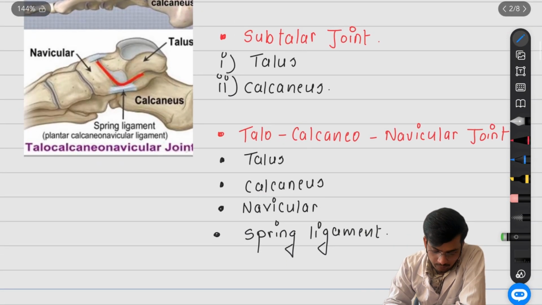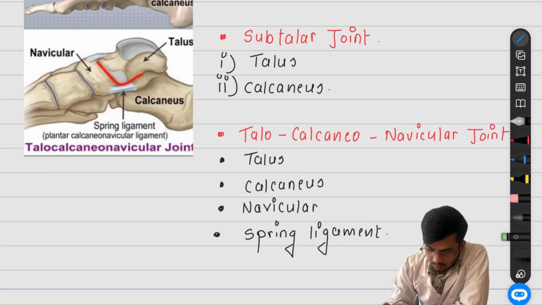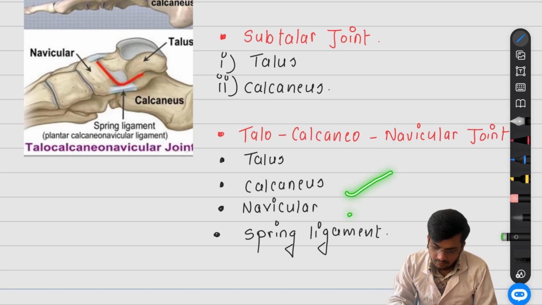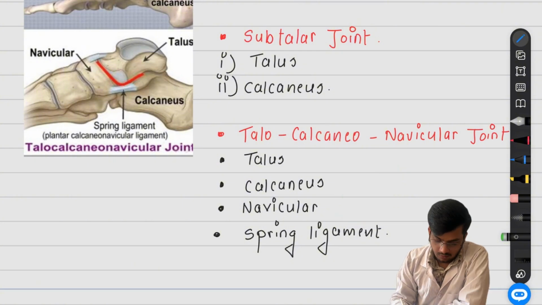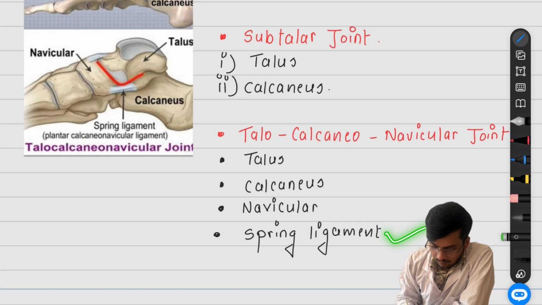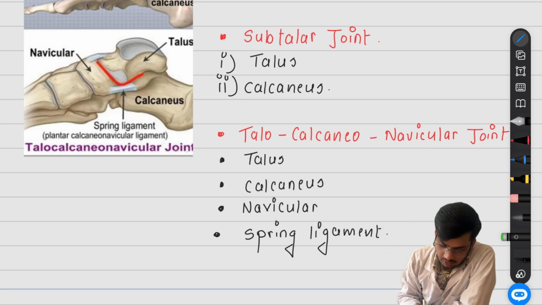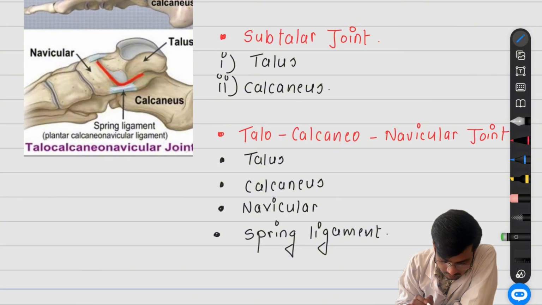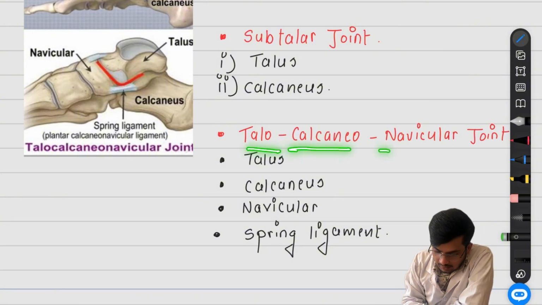Next one, we have the talocalcaneo-navicular joint. This joint is present between the talus, calcaneus, and navicular, and the ligament associated with this joint is the spring ligament, which accommodates the talocalcaneo-navicular joint. You can see this is your navicular bone, this is your talus bone, this is your calcaneus bone, and this is your spring ligament. Between these we have this joint, called the talocalcaneo-navicular joint.